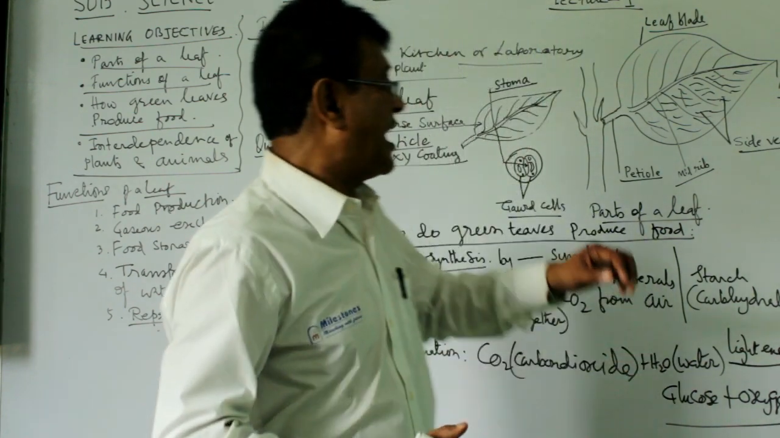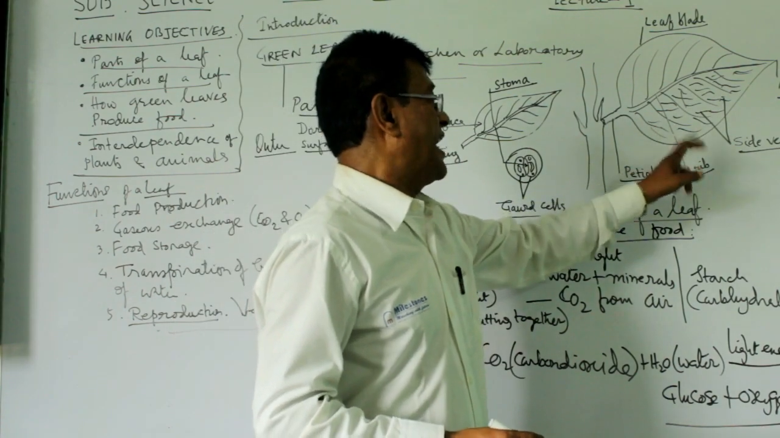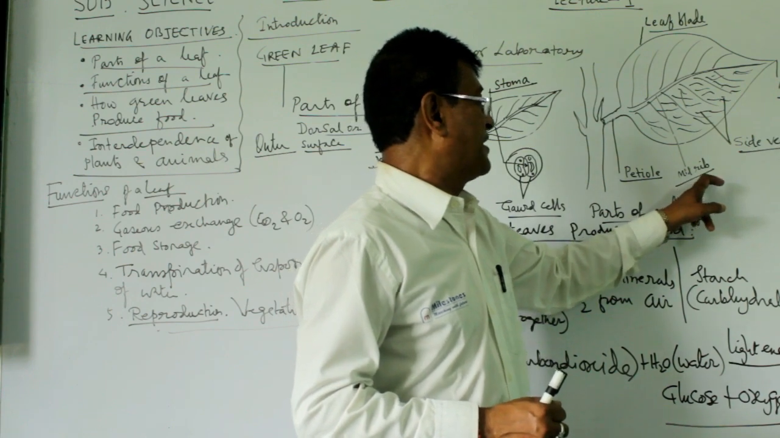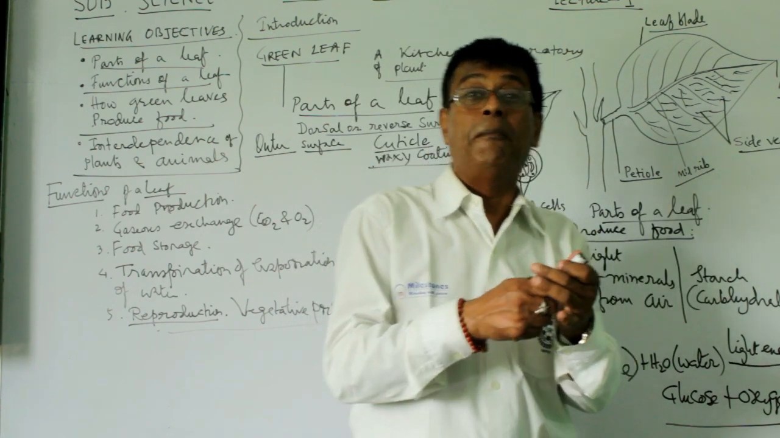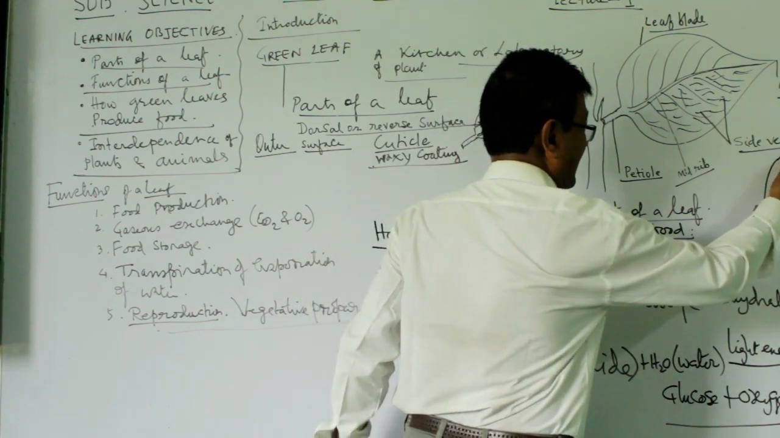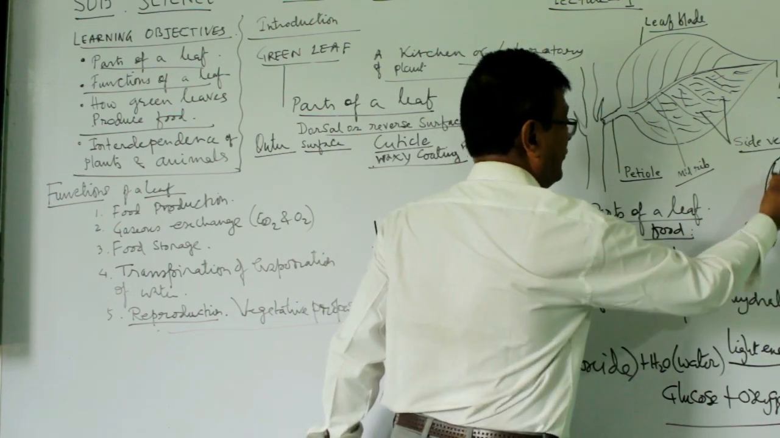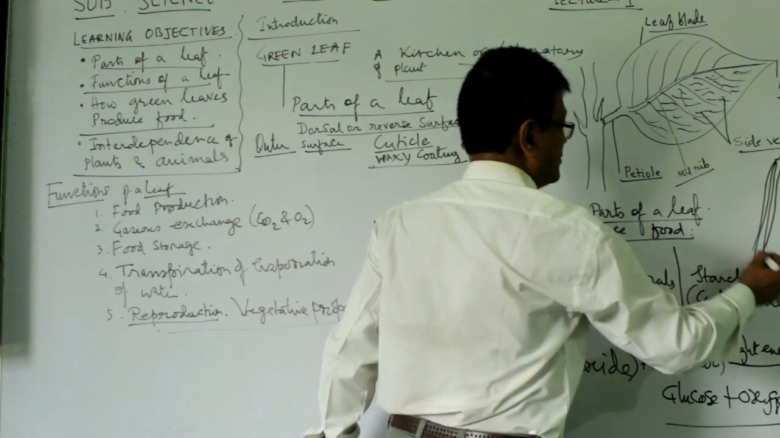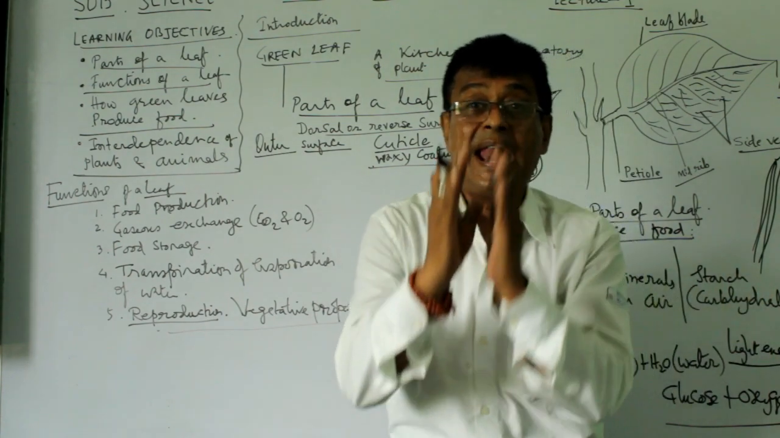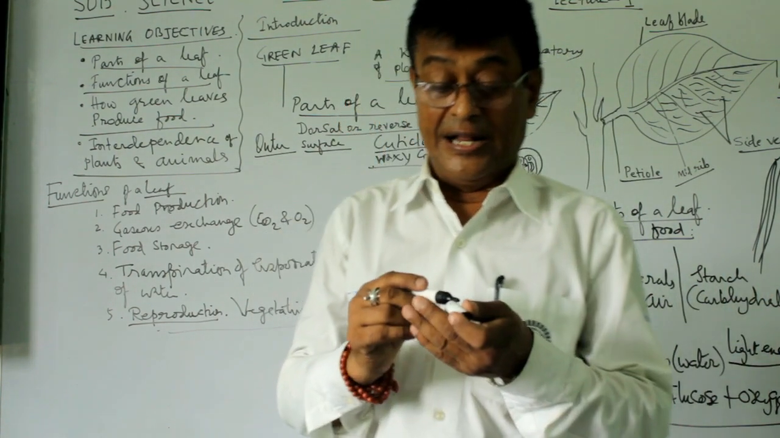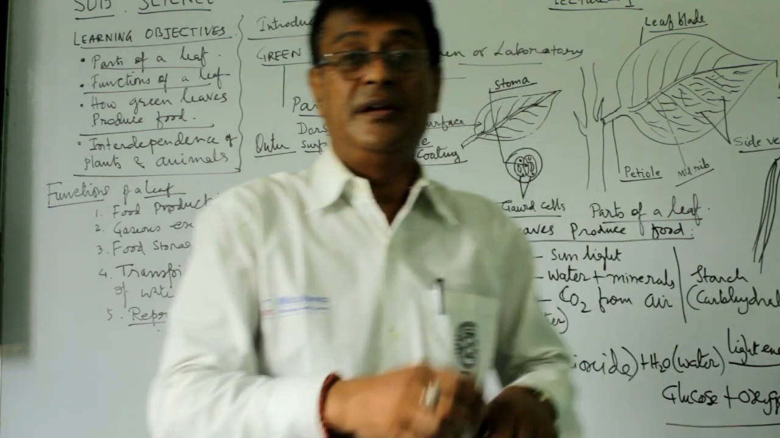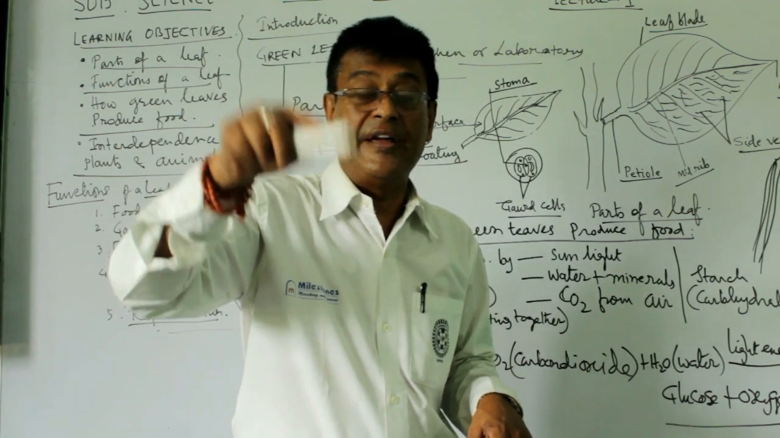In dicot leaves, there is net-like venation. The veins are like nets. That is, the mid-rib and side veins are there. But in monocot, the leaves are like that, and the veins are like this. So this is known as net venation and this is known as parallel venation. What venation? Parallel venation. That means the veins are placed in a parallel way.